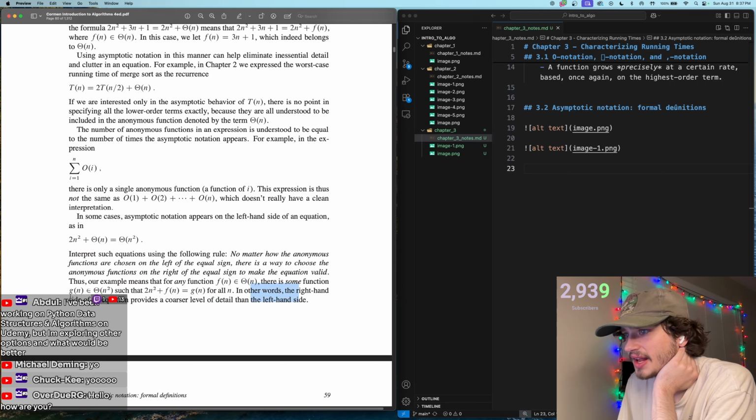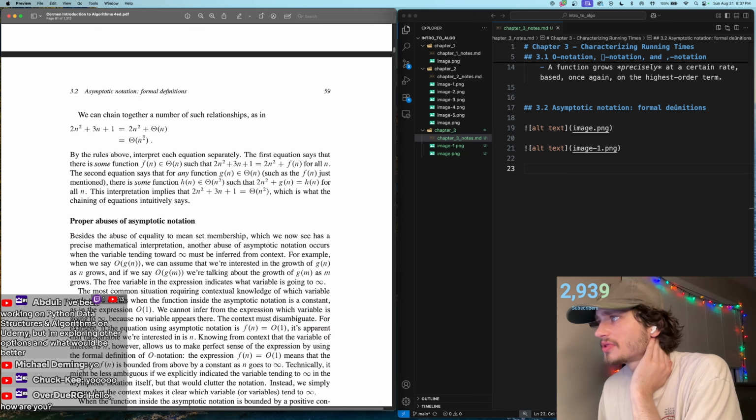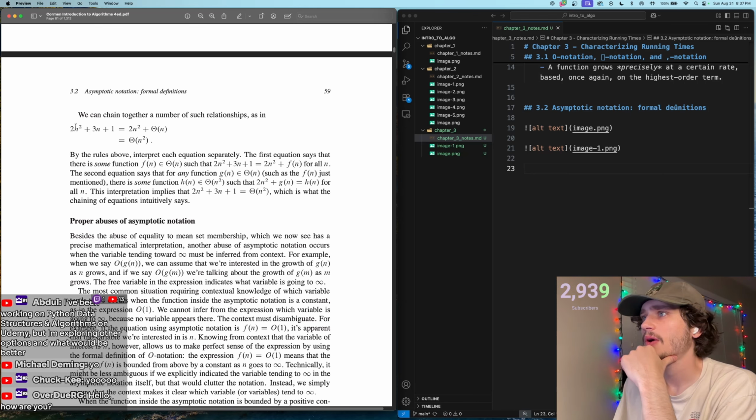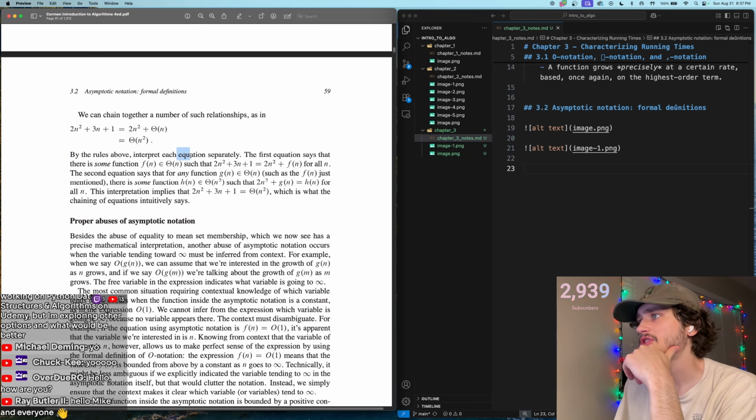In other words, the right-hand side of an equation provides a coarser level of detail than the left-hand side. We can chain together a number of such relationships, as in this, where we have 2n² + 3n + 1 = 2n² + Θ(n) = Θ(n²). By the rules above, interpret each equation separately.